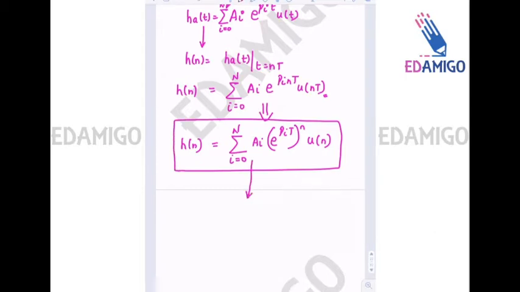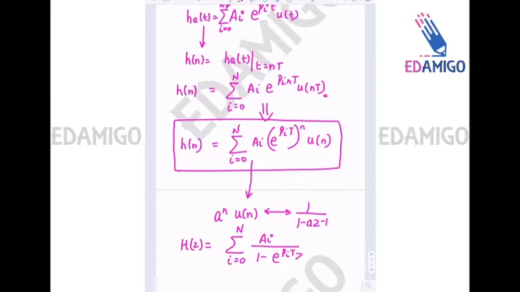Now if I take the Z transform of this, as we know that a to power n u(n) has Z transform 1 upon 1 minus a z inverse, H(z) will be summation of A_i upon 1 minus e to power p_i T z inverse.